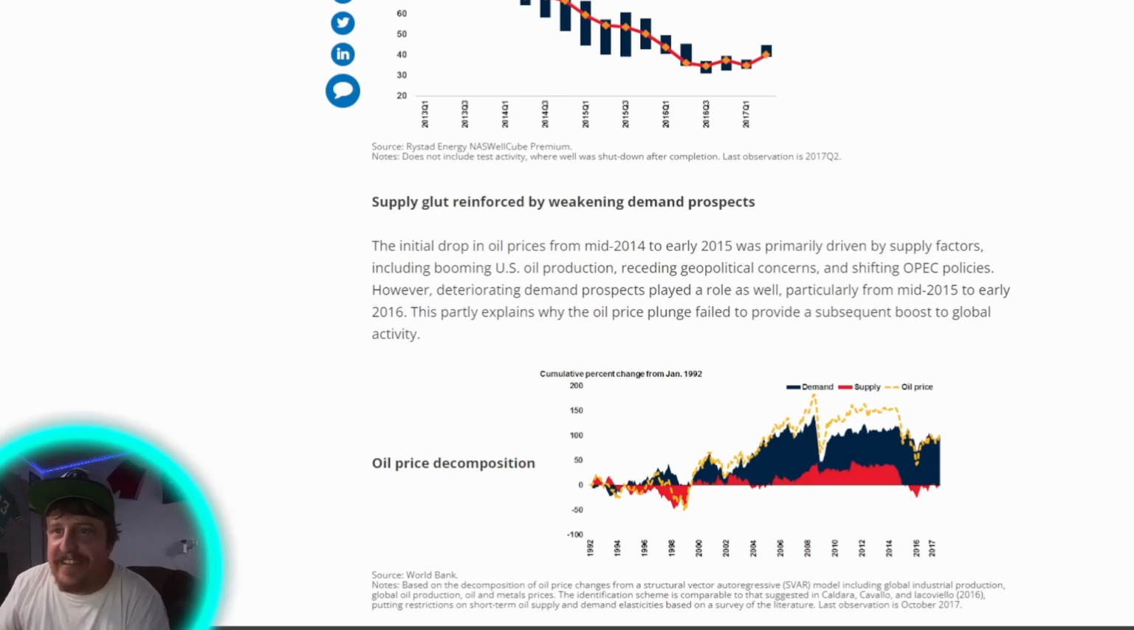And then just to add to that, I also found this article that says supply glut reinforced by weakening demand prospects. It says the initial drop in oil prices from mid-2014 to early 2015 was primarily driven by supply factors, including booming U.S. oil production. And that pretty much told me all I needed to know. Now, I know there were other factors, but I'm not going to dive any deeper than that. But clearly they were producing way more oil than they needed at the time.